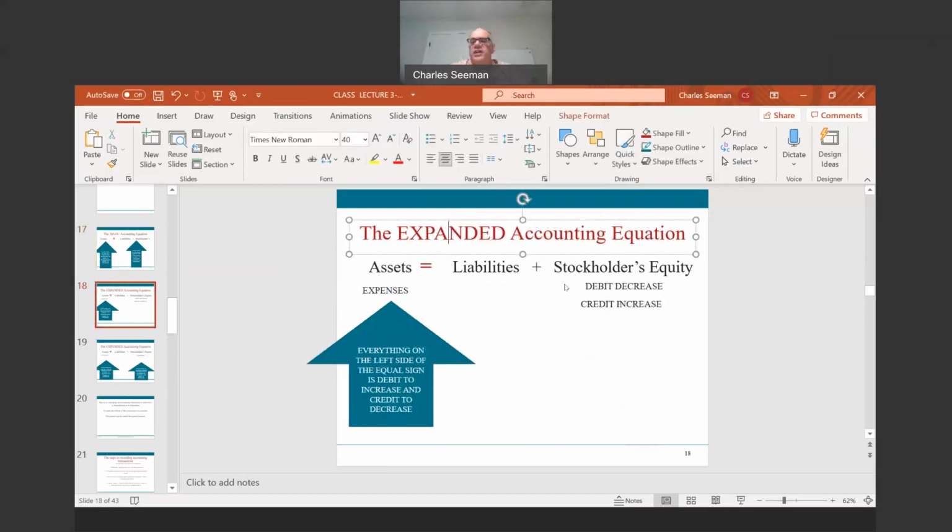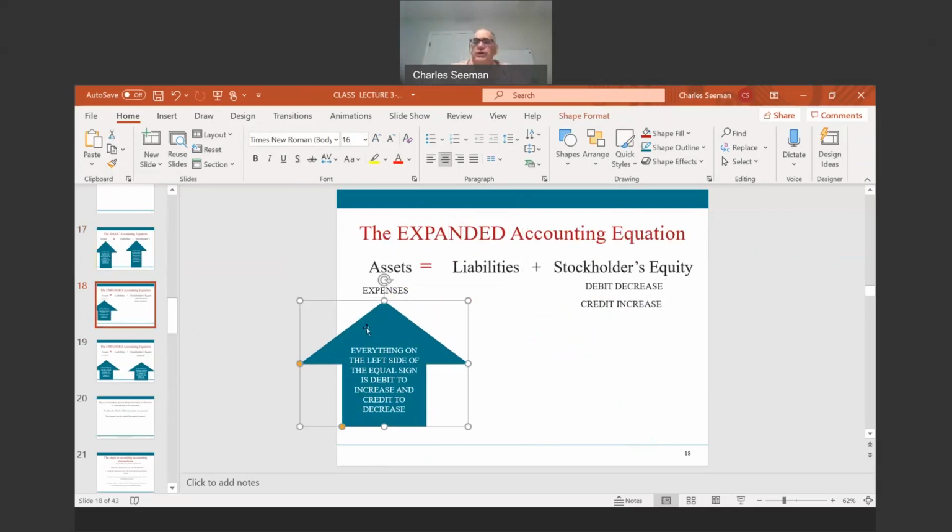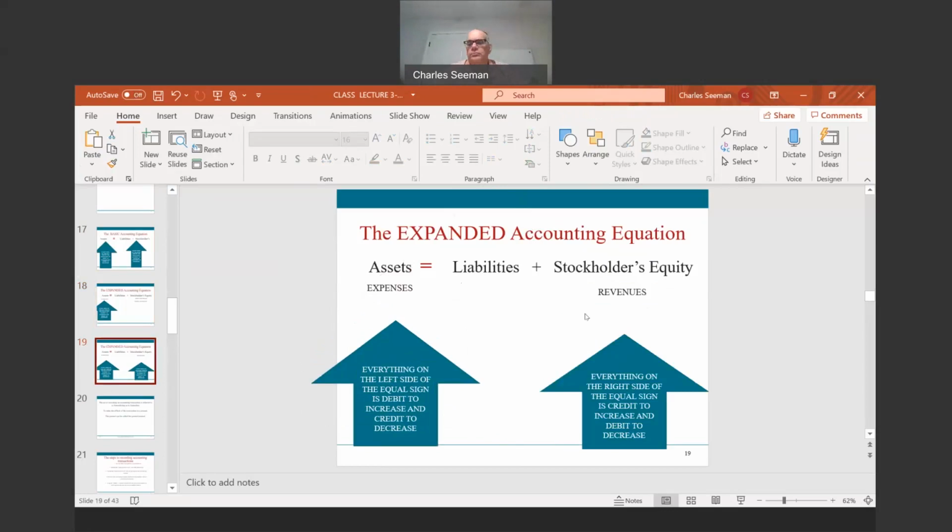The expanded equation just adds expenses and revenues. So on the left side of the accounting equation is debit to increase and credit to decrease. The difference is we've added expenses to that. So now the accounts on the left side of the equation are debit to increase, credit to decrease. We've also added revenues to the right side of the accounting equation. Everything on the right side of the equal sign is credit to increase and debit to decrease.